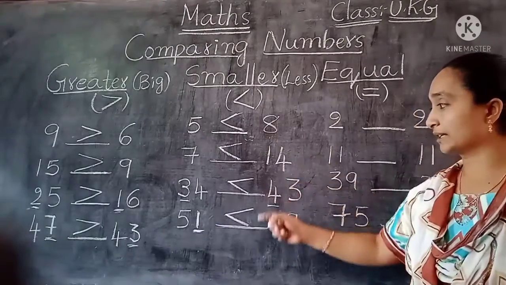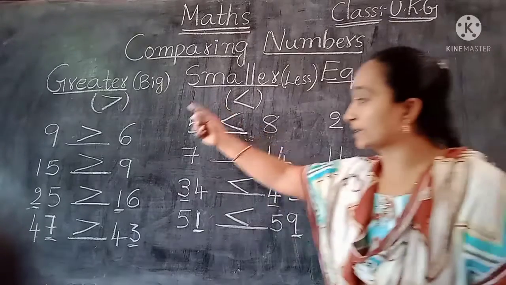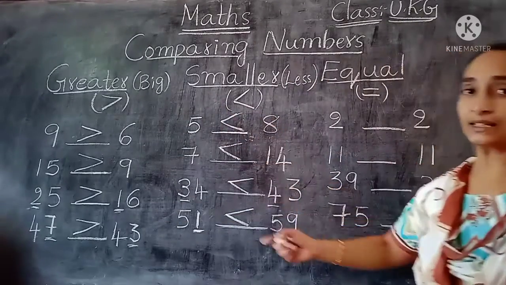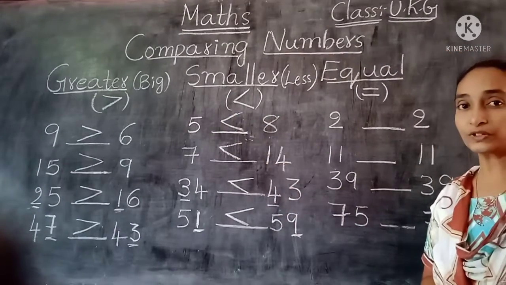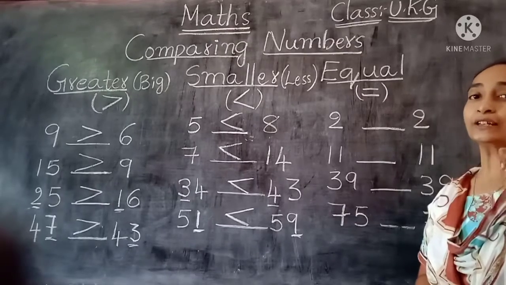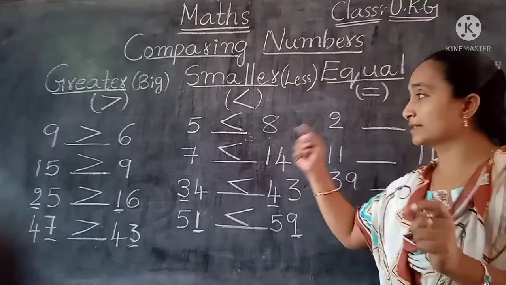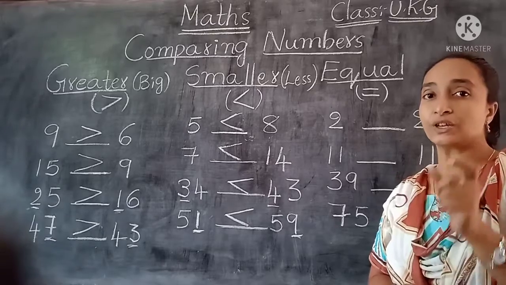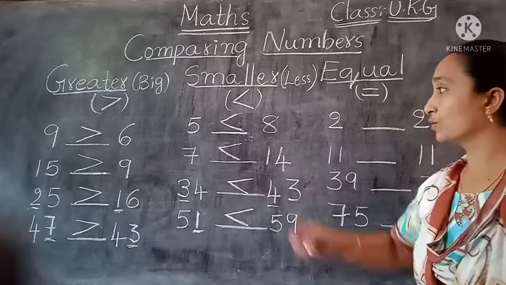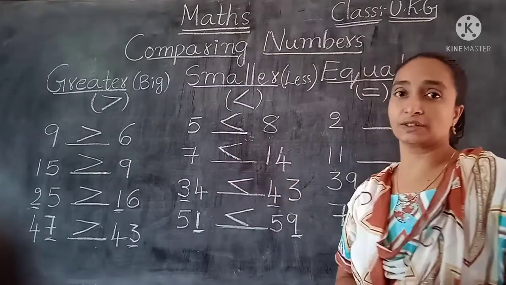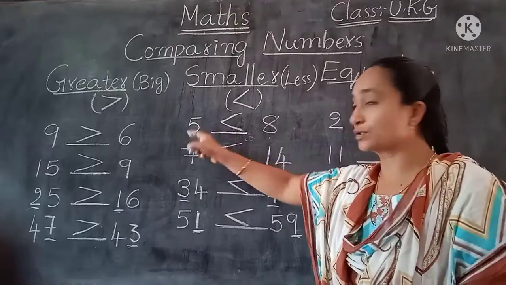So in this way we can keep the symbols. So these are the greater than and these are the less than. Okay children, so it is easy to find out which symbol we have to keep. So in this way we can find out. So first we have to check. Only the first number we have to take, children. This number only we have to consider.